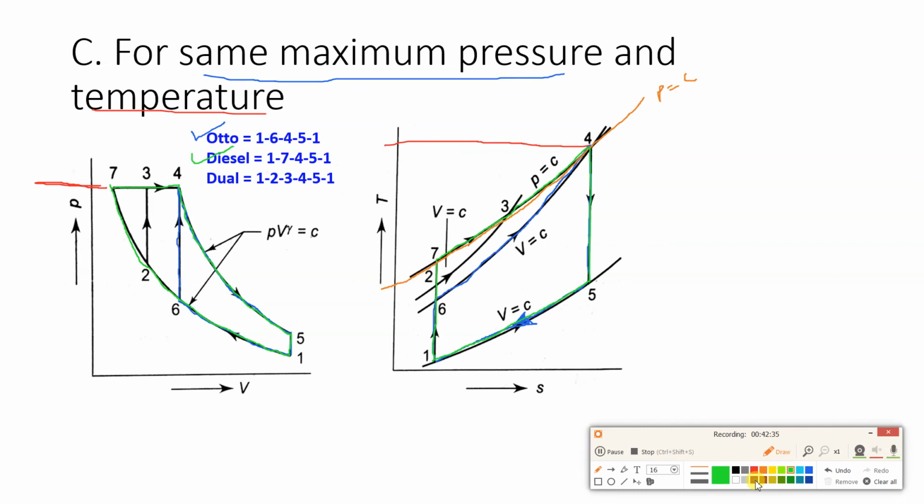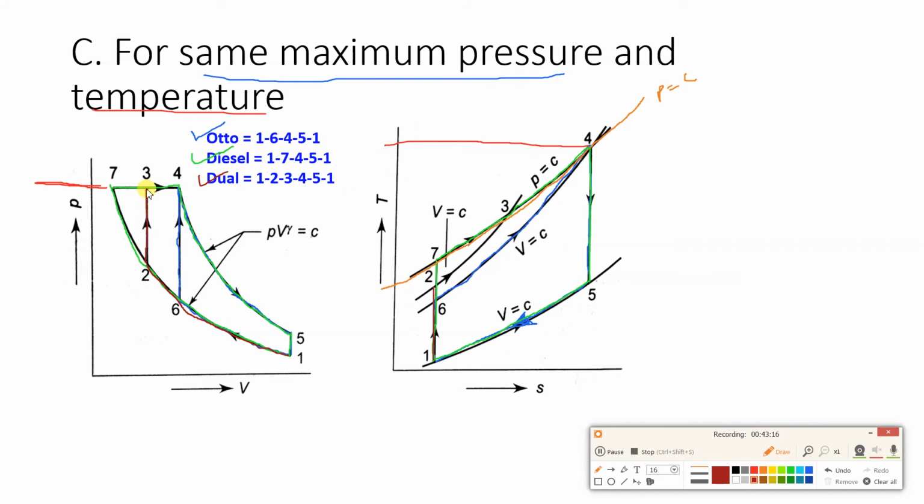Next cycle, the dual cycle. In the case of the dual cycle, again we have to maintain the same maximum pressure and maximum temperature. So process 1 to 2 is isentropic compression in the dual cycle, and here also I'll show it on the TS diagram: process 1 to 2 is isentropic compression in the dual cycle. Now the next process of the dual cycle is constant volume heat addition.